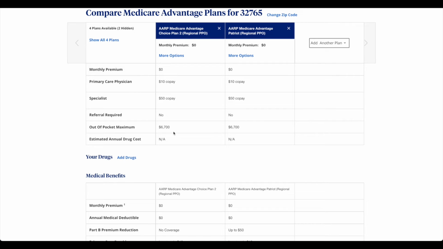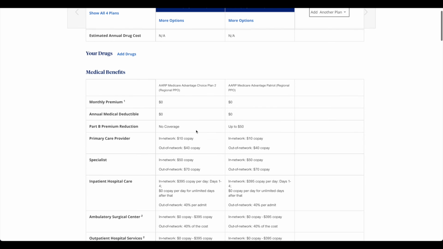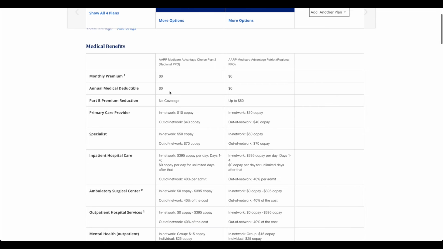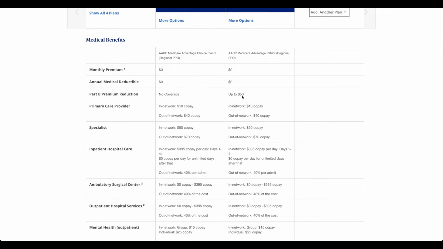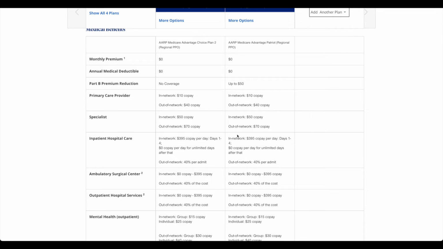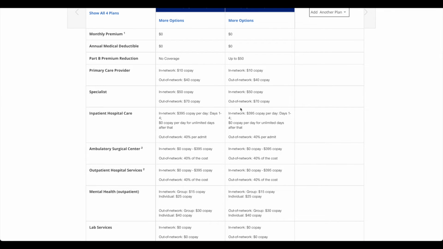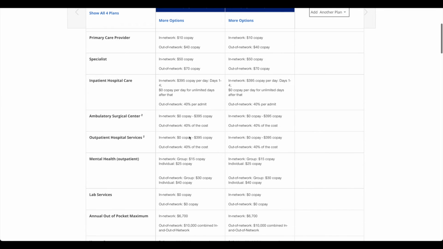Monthly premiums, primary care, specialists, all that is the same. Here we have same coverage, monthly premium $0, deductible $0. The Part B premium reduction was something that was, again, specific to the Patriot plan that doesn't have prescription medication, so it's kind of their way of compensating for that, which is pretty nice. Specialists, pretty much identical. Inpatient hospital care.